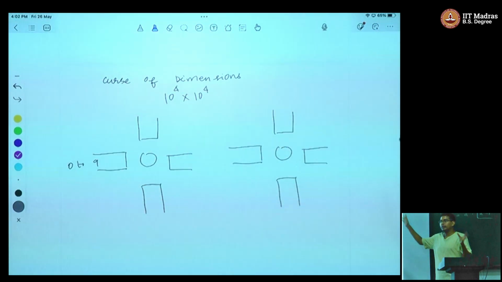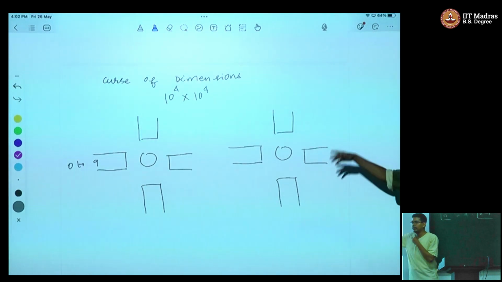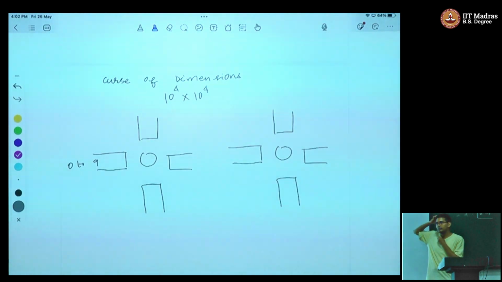These are just two different junctions, let us say. I am saying if there is one junction, there are 10 power 4 configurations, right? I am asking a question: if there are two junctions, how many states are there?